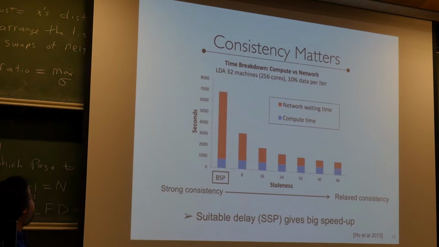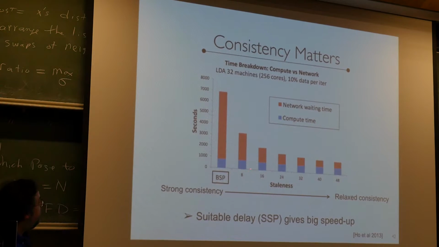So here's an example. This is basically fully synchronous, so you've got a delay of 0. And this is time. And this is for running LDA, latent Dirichlet allocation, on a cluster of 32 machines. What you basically see is that if you make everything synchronous, then you spend a lot of time waiting. You're spending much more time waiting for the last process than you are computing.